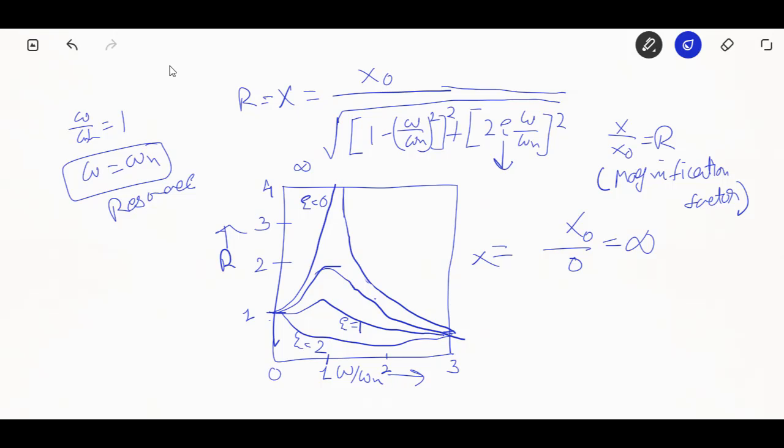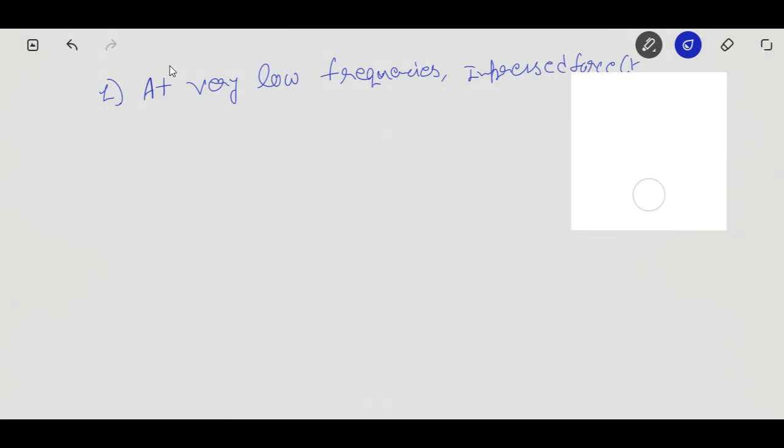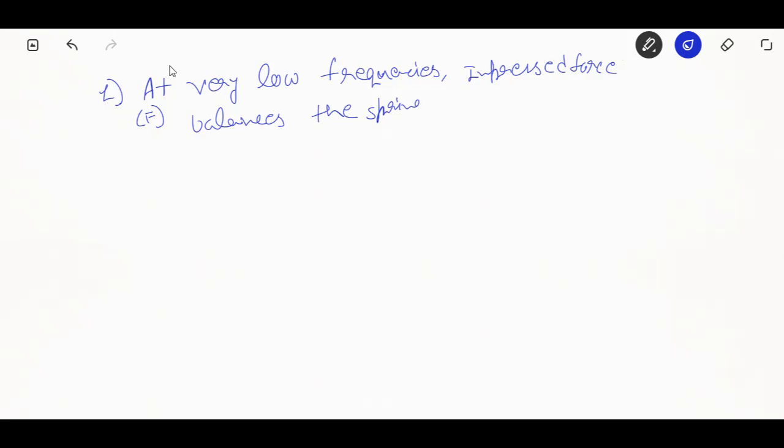Now what conclusion can we make out of these things in terms of practical use? Here, the first point, I would like to write for your notes also. The first one is, at very low frequency, I request all of you to note it down, the impressed force F balances the spring force.